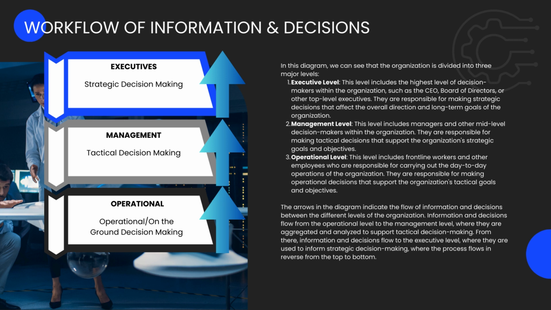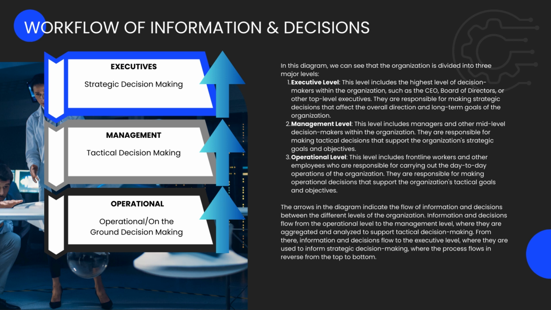So as you can see there, we've got the executive level, which includes the highest level of decision makers within the organization, such as the CEO, board of directors, or other C-suite executives, for making long-term goals and overall direction of the company, etc. Management level, managers and other mid-level decision makers. These guys are responsible for making tactical decisions that support the organization's strategic goals and objectives.